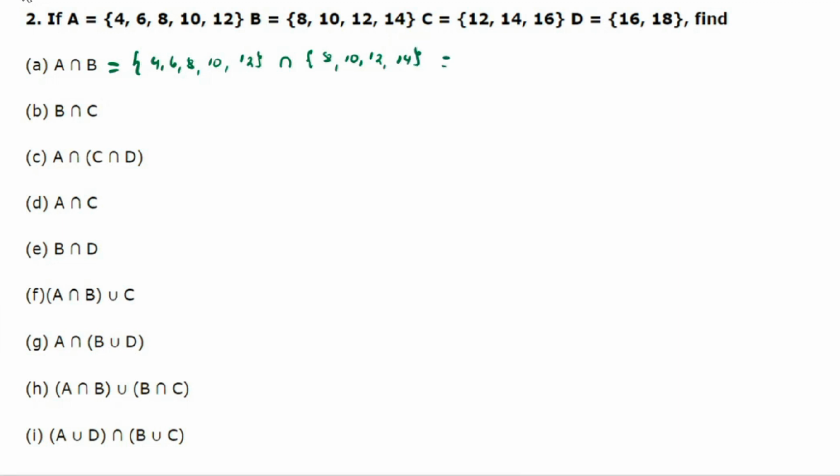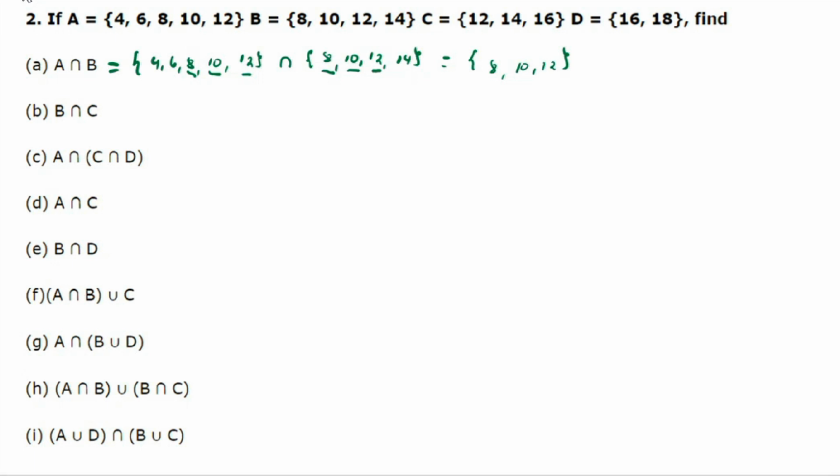So what is common between the two sets? I have 8 in set A, and we also have 8 in set B. We also have 10 from set A and 10 from set B. And 12 is present in set A, and 12 is also present in set B. In that case, the intersection of sets A and B will be 8, 10, and 12. Okay, I hope you were able to follow.